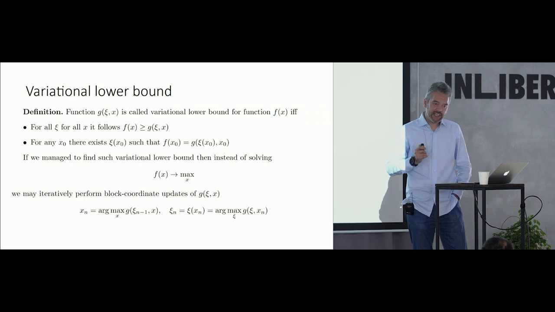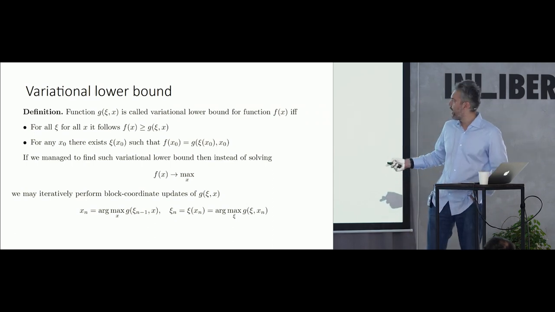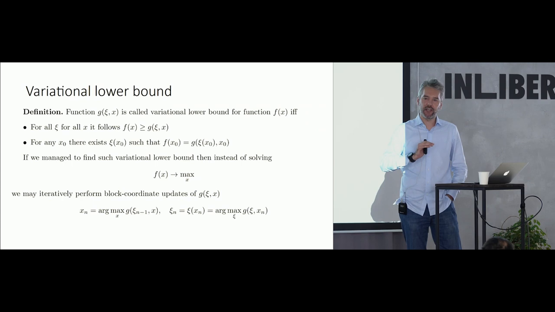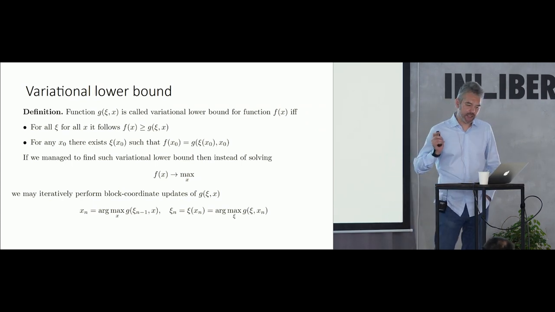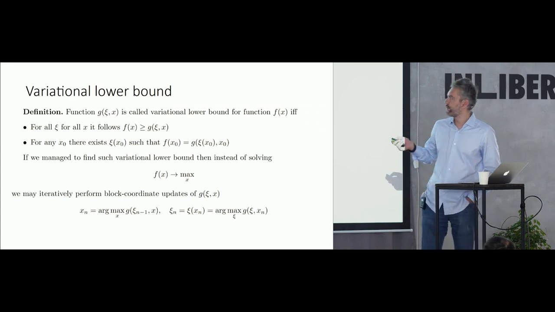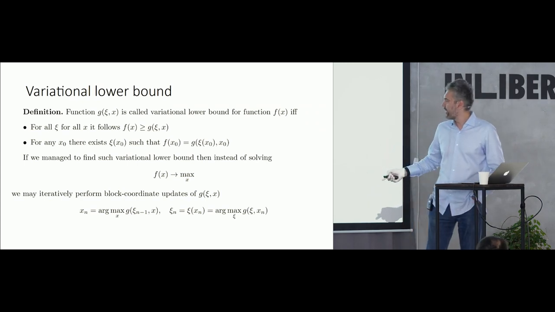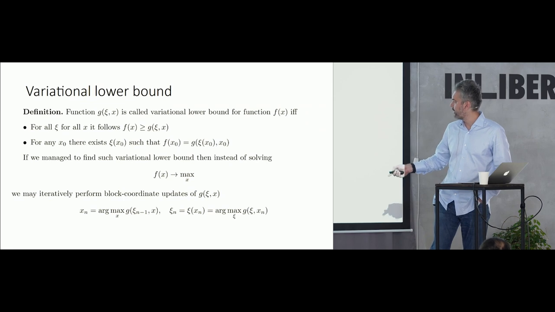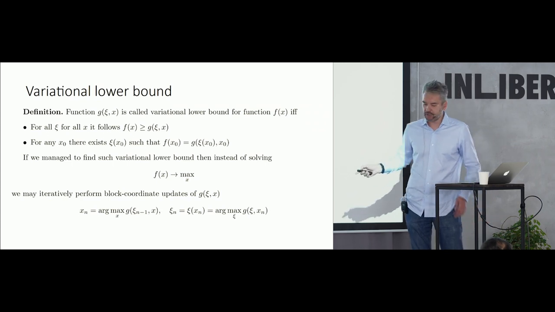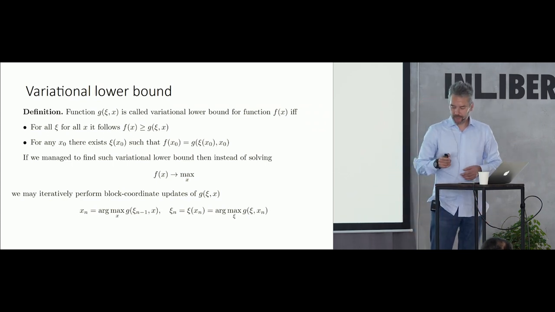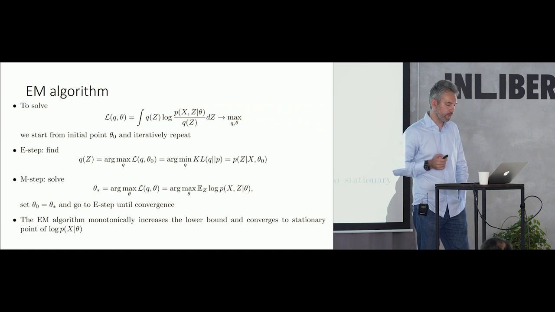And in many cases, it appears that although the function f of x itself is very complicated and very hard to optimize, we manage to build a family of variational lower bounds such that both of these problems can be solved very efficiently. And then it's preferable to use this two-stage iterative process instead of direct optimization of f of x. So this happens in many applications, I repeat, and one of those applications is the latent variable model and the EM algorithm.